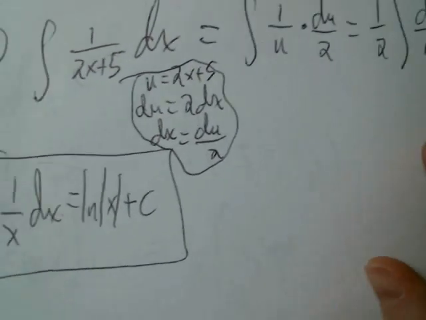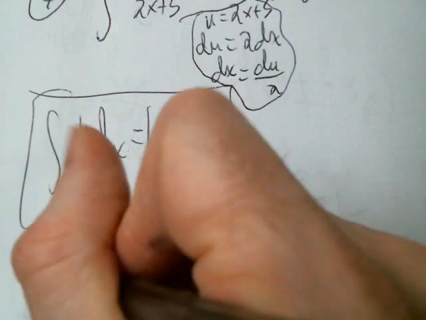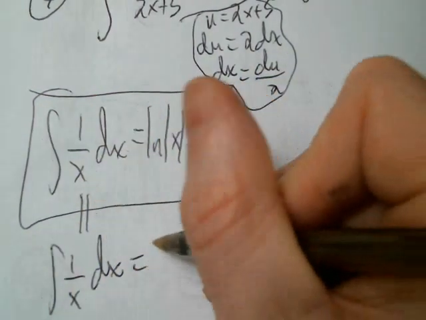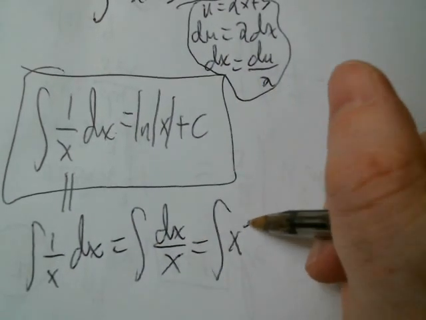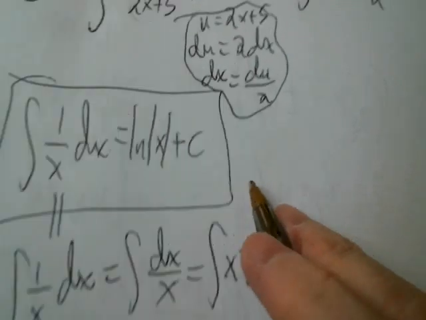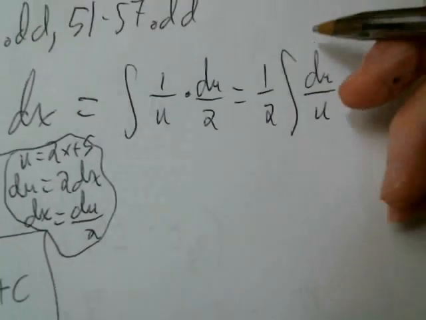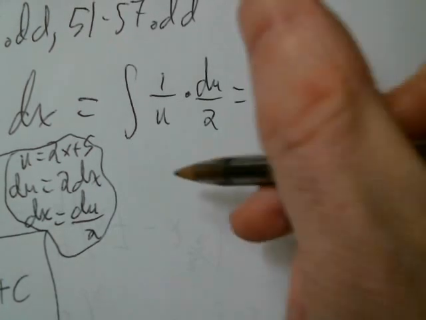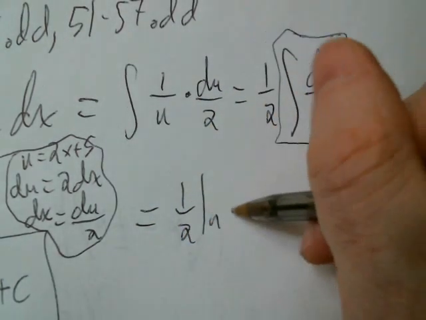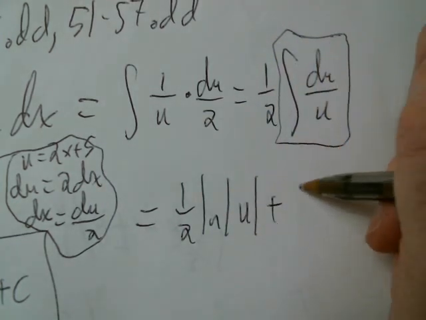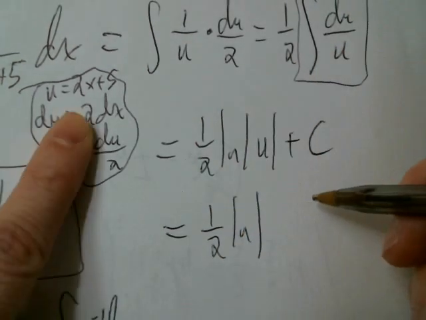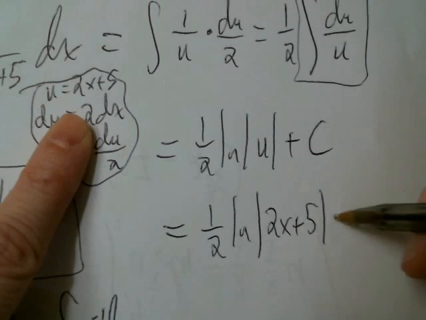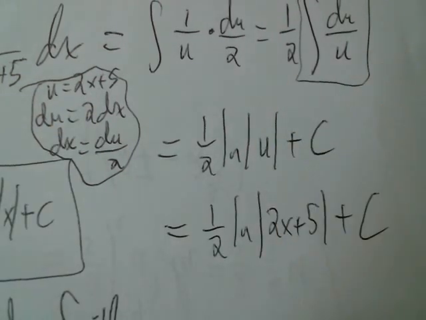And that's just the natural log. You can always rewrite these things, and this 1 over x dx is the same as the integral of dx over x, which is the same as the integral of x to the negative 1 dx. But hopefully you can appreciate this is just the natural log of the absolute value of u. So this will be 1/2 natural log absolute value u plus c. Then that's equal to 1/2 natural log absolute value of 2x plus 5, back substituting, plus c. Okay, so fairly simple. Let's move on.